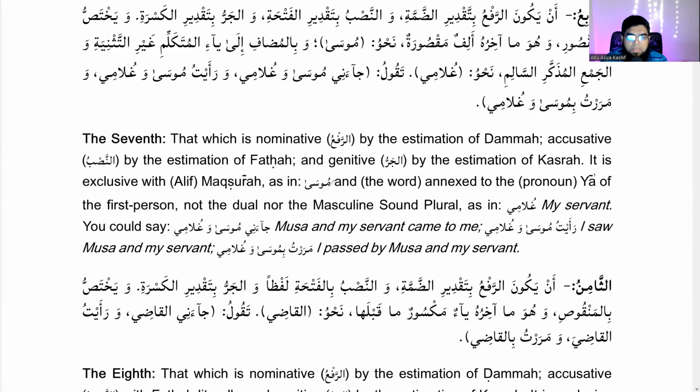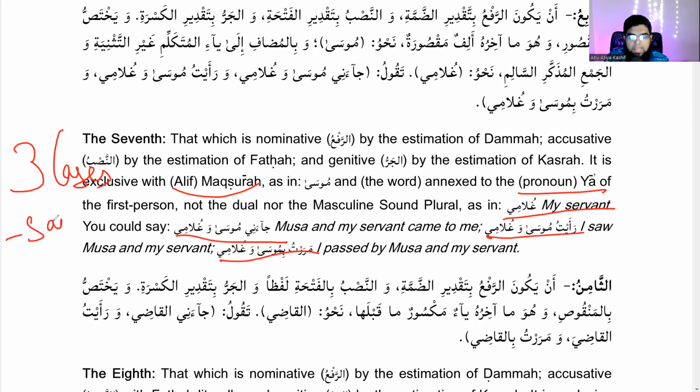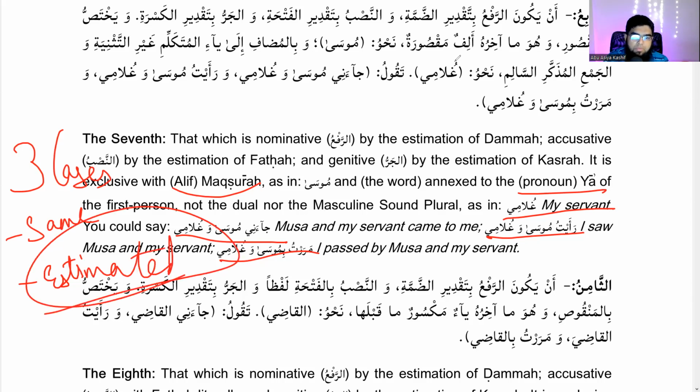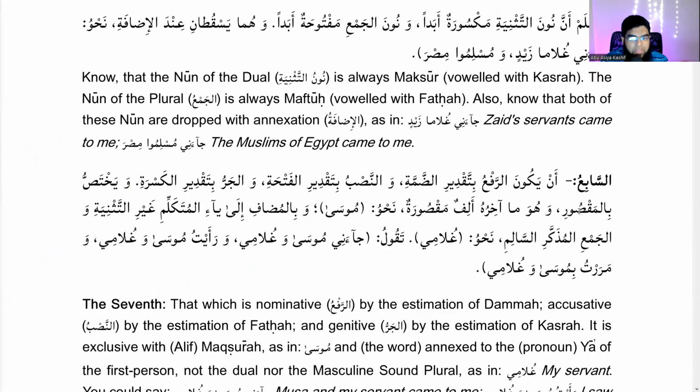So they are specific to maqsoor nouns as well as ya mutakallim, ghulami. Ja'ani Musa wa ghulami. Ra'aytu Musa wa ghulami. Marartu bi Musa wa ghulami. In all three cases, it will remain the same. So what will you say? Estimated dhamma or fatha, whatever. So this is estimated. We just guess this. That was the seventh one.